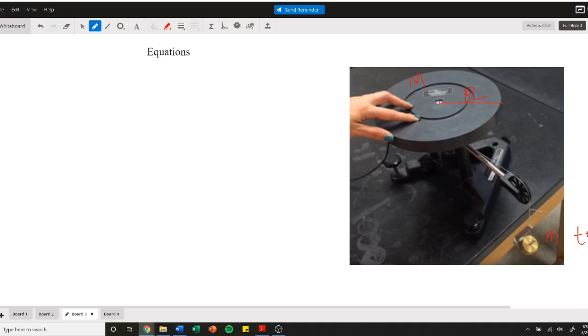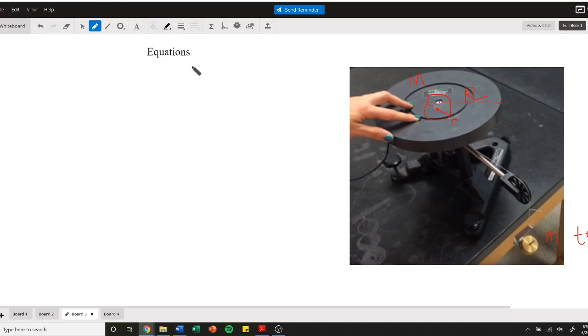This is attached to a string that's wound around a hub in the middle. There's a hub in the middle here, where the string is wound around, and the radius of that hub we're going to call little r. So this is a pretty specific setup, but it's going to allow us to calculate some pretty cool things.